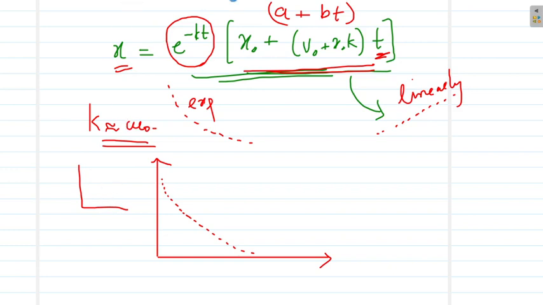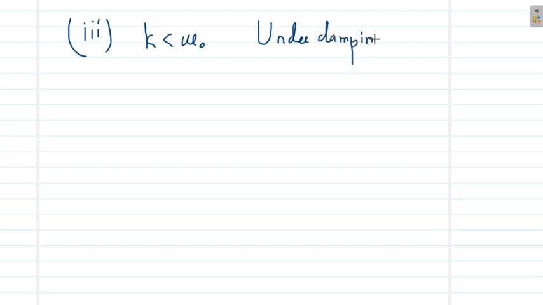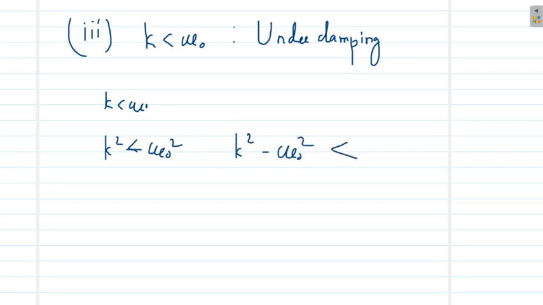And now let us try to understand the third criteria, which is the case when K is less than omega 0, which is the condition called underdamping. So if K is lesser than omega 0, then K square will be lesser than omega 0 square, and K square minus omega 0 square will be lesser than 0. That means this term is a negative quantity.